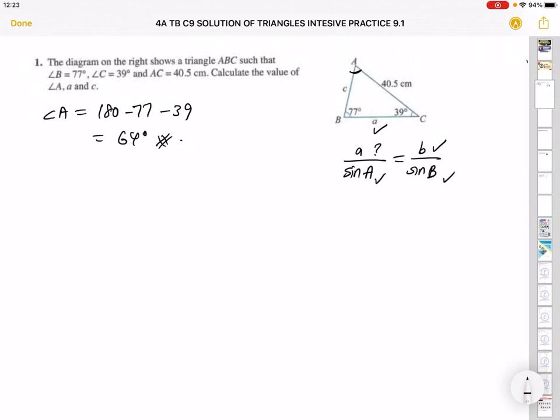So I want to find small a, and small a, divided by the opposite angle, is sine 64, right? And the ratio must equal the length of side b, which is 40.5, divided by angle B, which we write as sine 77. Just use your calculator: 40.5 divided by sine 77 times sine 64. You get your answer as 37.359.